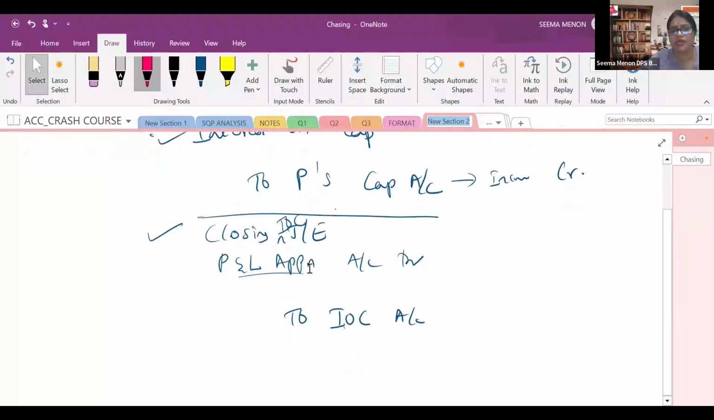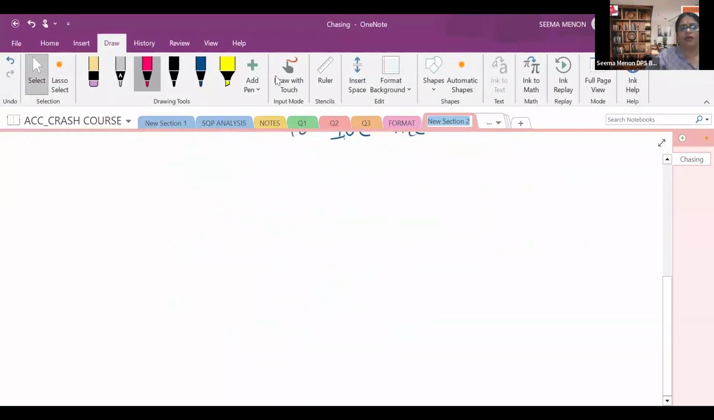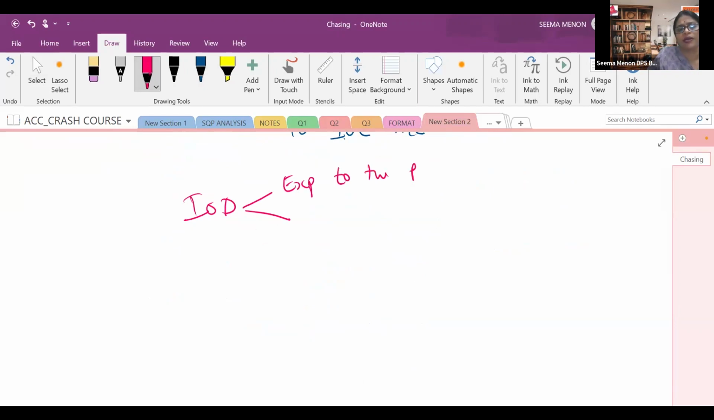Now let's learn the journal entry for interest on drawings, the same way. Interest on drawings, how is it? It is always an expense to whom? An expense to the partner. For the partner it will always be an expense. But what is it to the firm? For the firm, it will be an income.